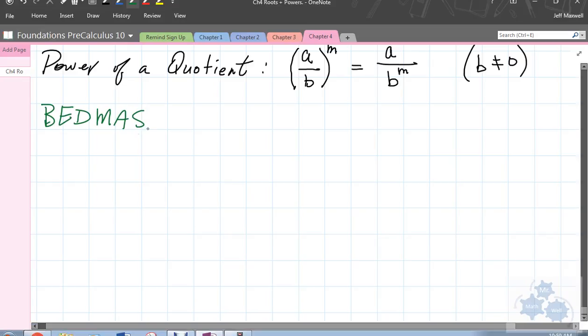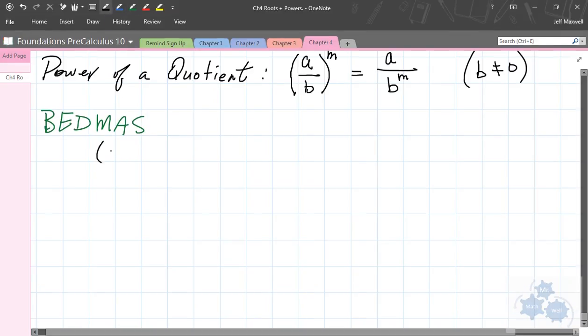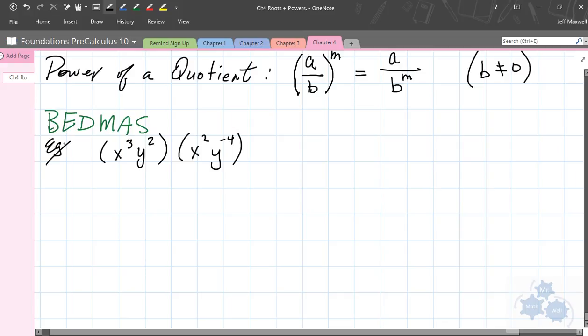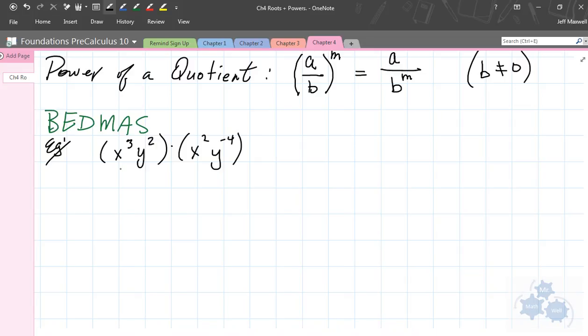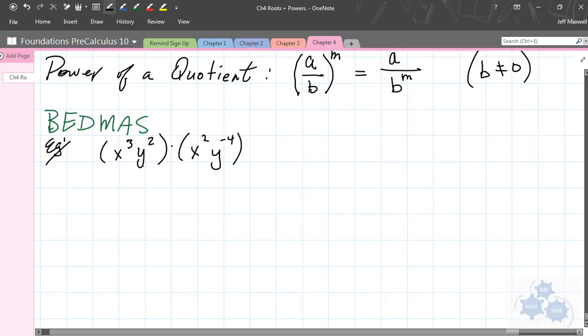So, for example, let's do this one here. x cubed y squared times x squared y to the negative fourth. So if we were asked to simplify this, example 1, we are multiplying, right? Is there anything inside the brackets we can simplify first? Any variables with the same base that are added or multiplied, or anything we can simplify inside each of these brackets first? No. There's nothing inside the brackets, so we don't have to do anything.